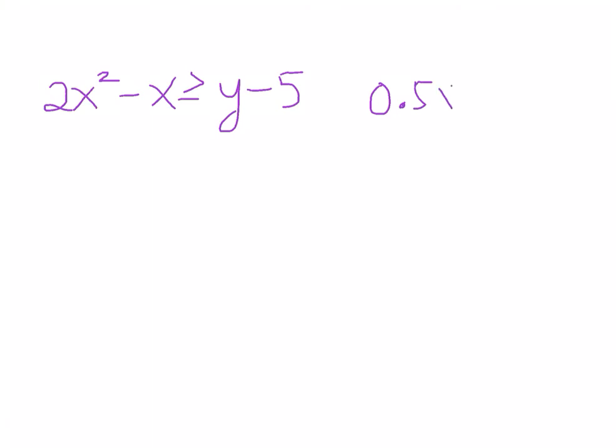Hey, 31 has 2x squared minus x is greater than or equal to 5 minus y, and 0.5x squared is greater than y minus 2x minus 1. And it says graph the system of inequalities. What's the difference between the last two and this one? Equation. There's two of them, not one of them.